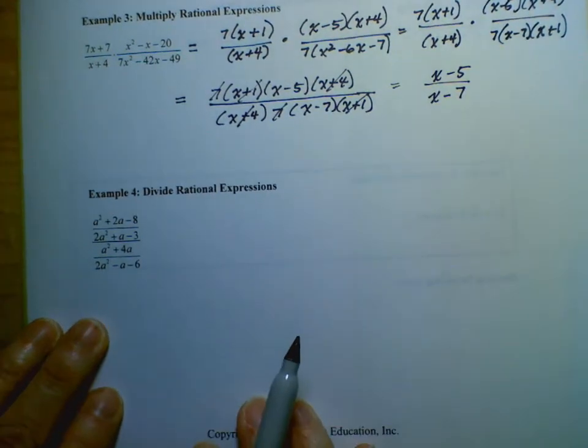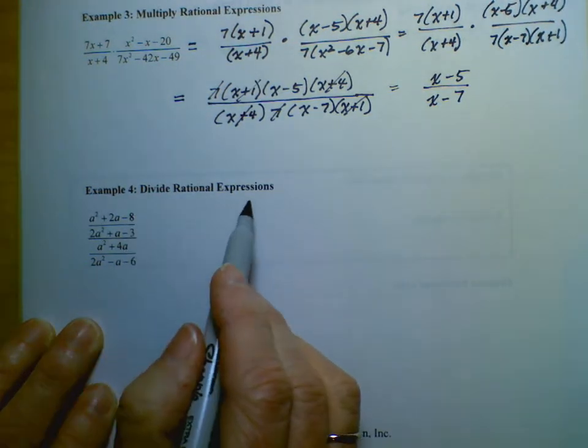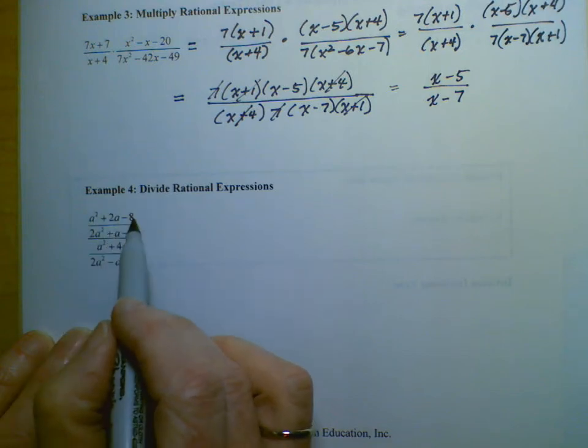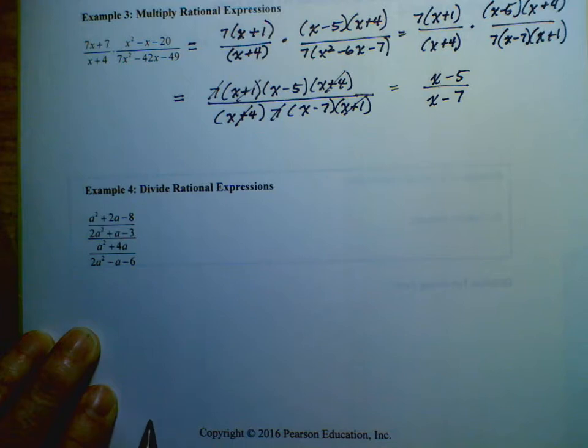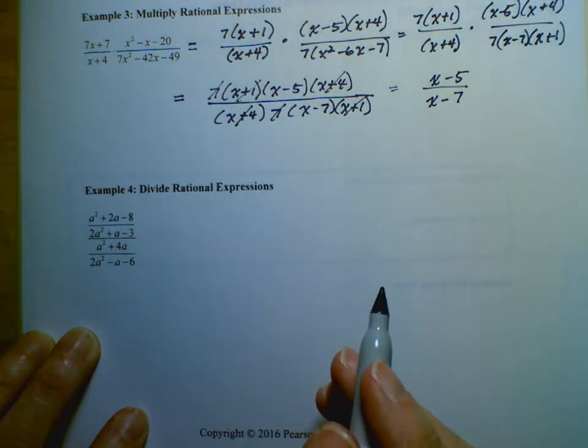All right, our last example for this part of this video will be to divide rational expressions. So remember, a rational expression looks like a fraction with variables in it, and so we've got two fractions, one over the other, and we want to divide. So do you remember how you divide just regular old fractions?